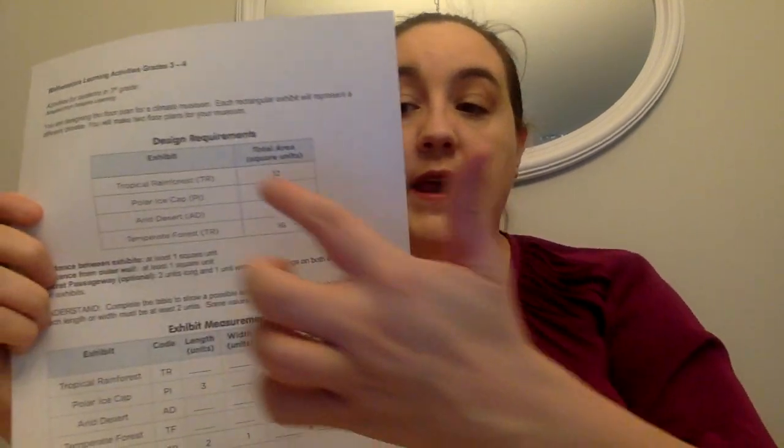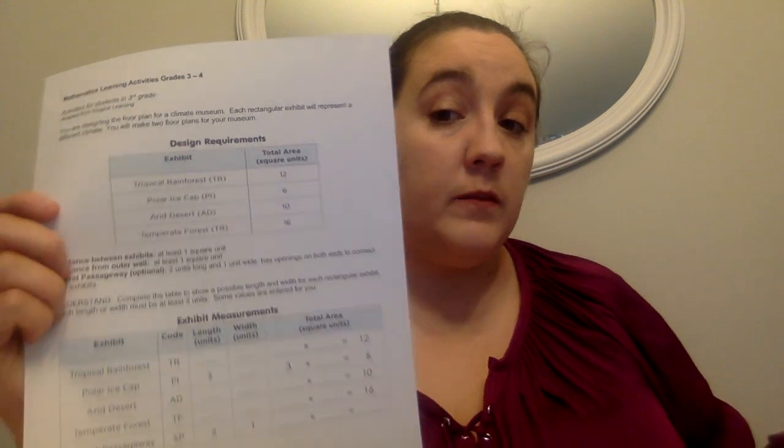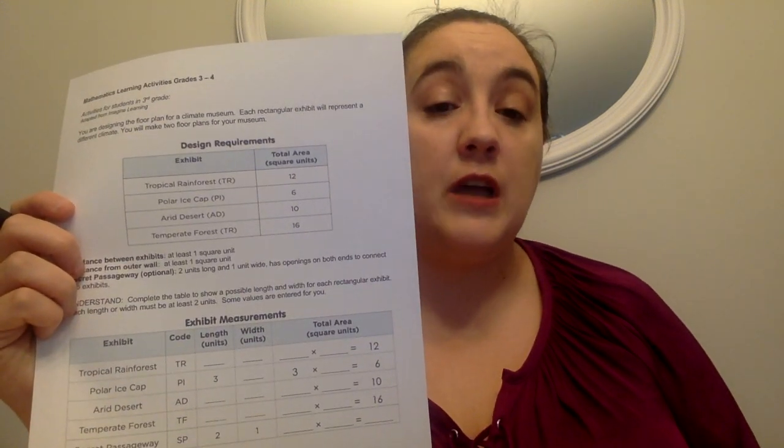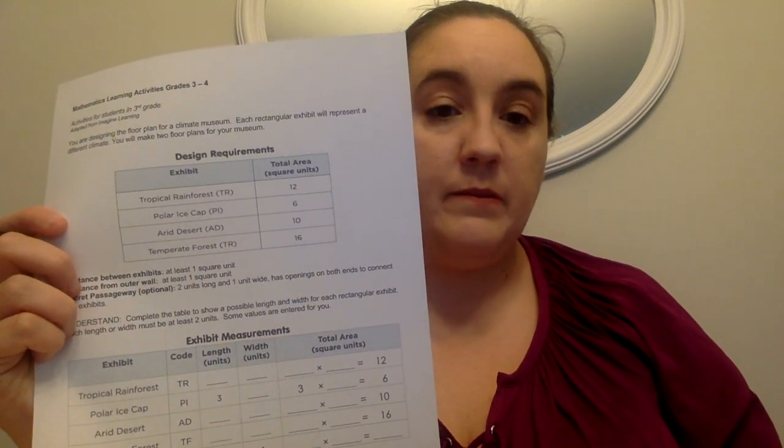So we also have some other rules here. None of our exhibits can touch the walls of our floor, and none of the exhibits can touch each other. Okay? So we have to think about how we're going to lay this out. So we get all of these spaces in without touching any walls and without touching each other. So I can't have the tropical rainforest touching the polar ice caps. Does that make sense?